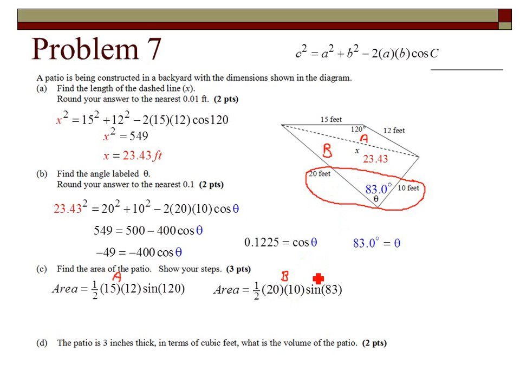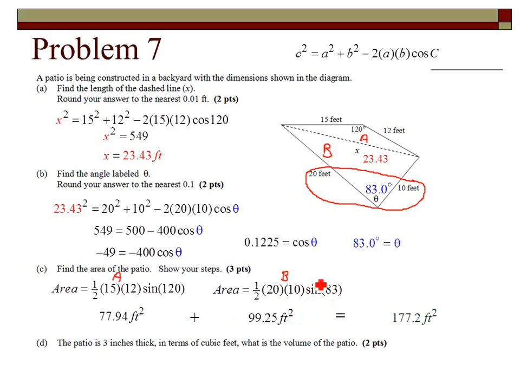This will find this triangle. Calculating out each one, this first one gets to be 77.94. It's going to be feet squared. Then I'm going to add that to this one, which is going to be 100 times sine of 83, which equals 99.25 feet squared. We add them together, giving us 177.2 feet squared.